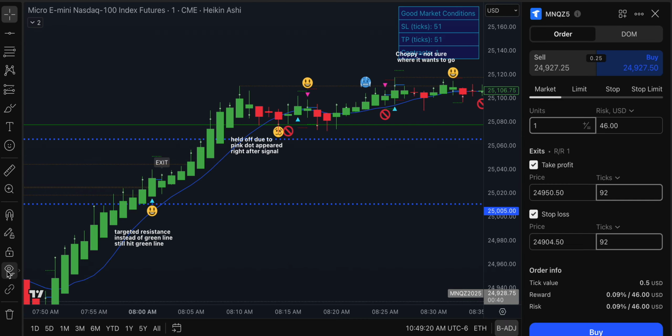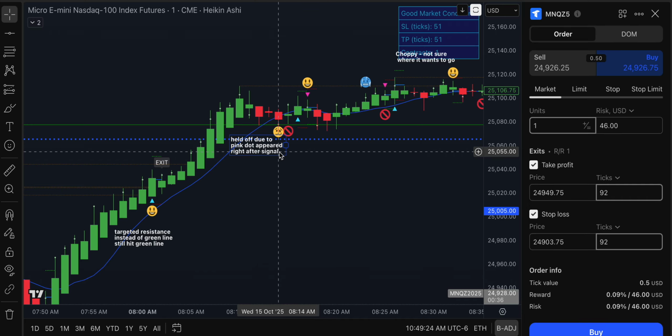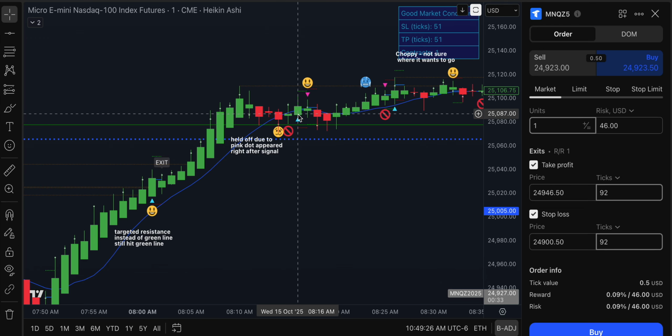And I've got some stuff here showing the signals. I held off. The pink dot appeared right after the signal. Okay, so that's something to keep in mind. With this, the green, that pink dot tells you kind of where it's going to be. If it's a sell, be prepared. And that pink dot showed up right away, so I held off.